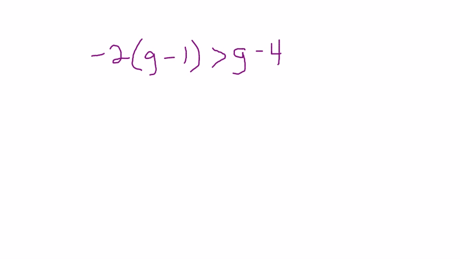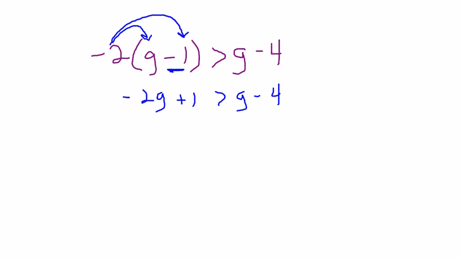The first thing we need to do on the left-hand side is apply the distributive property. Negative 2 times g is negative 2g. Negative 2 times a negative 1 is positive 1, is greater than g minus 4. We have a term with g on the left side of the inequality and a term with g on the right side. We need to get all our g's over to one side.